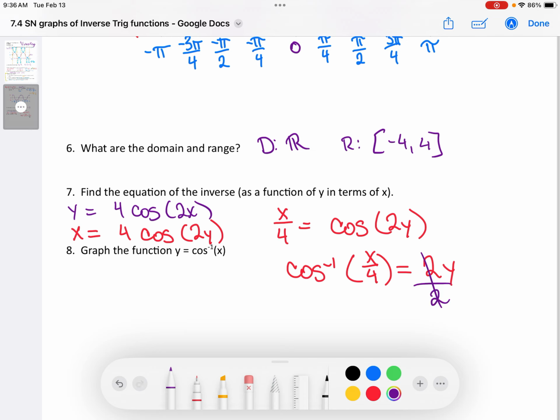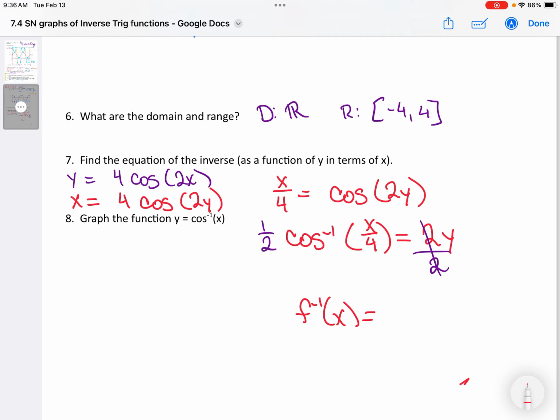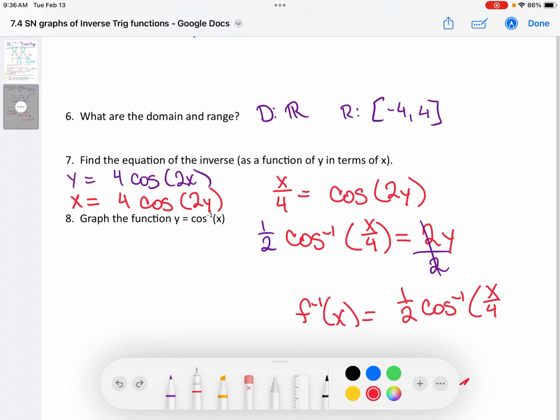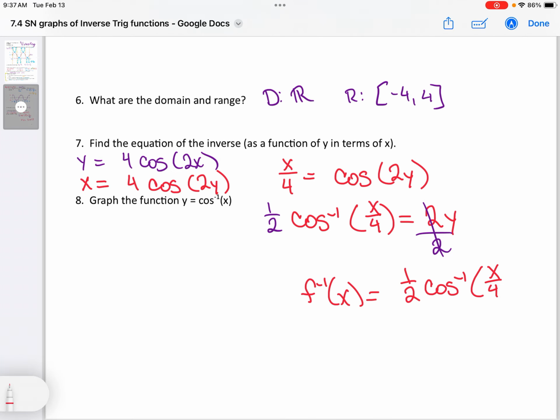And then we need to divide this by 2 to isolate that y. You're going to see that divide by 2 more often as a 1/2 in front instead of a divide by 2. It's equivalent. Okay, it's equivalent. So that inverse function is 1/2 cosine inverse of x over 4. And you actually may see that as 1/2 cosine inverse of 1/4 x, just to separate those coefficients.